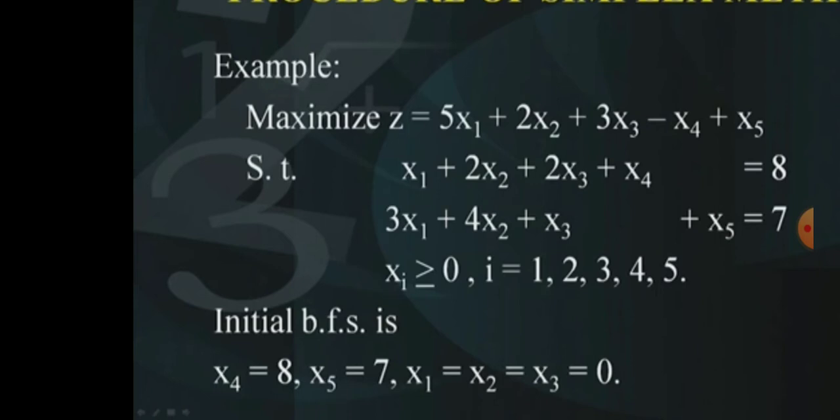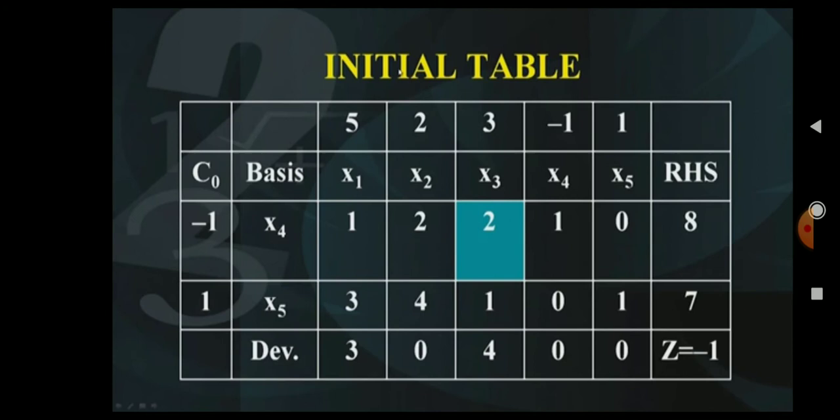And the variables: x1 with the coefficients 1 and 3 as a system. If you think of the system as a matrix, what will be the first column? That is 1 and 3, which is the coefficient of x1. So that is put under x1. Similarly for x2, for x3 and x4, x5, like this.